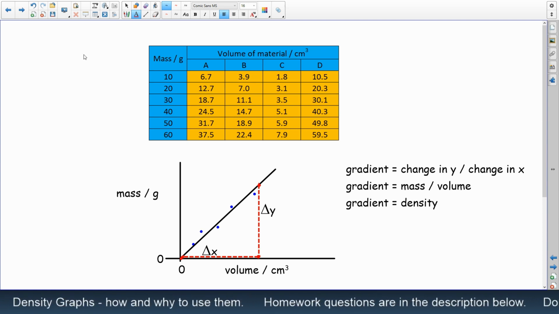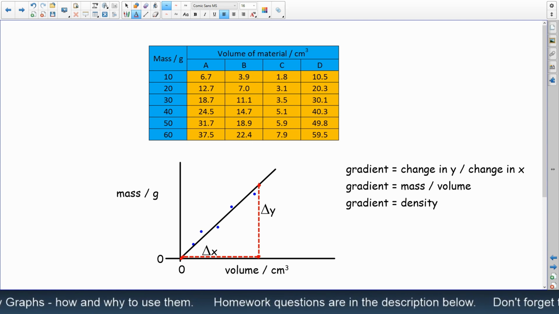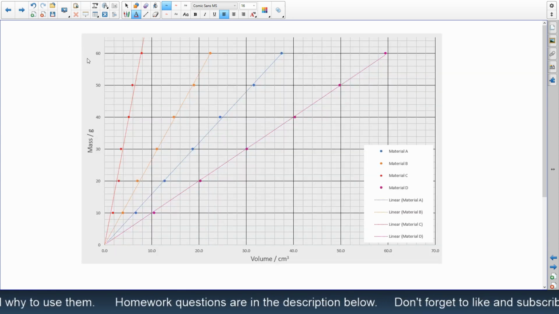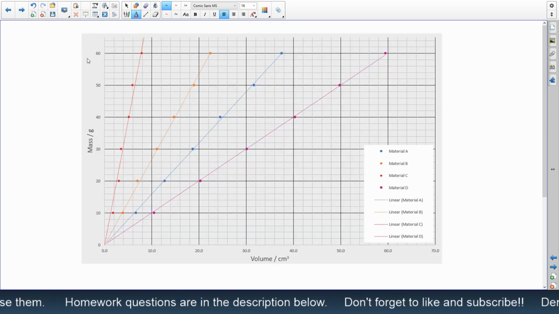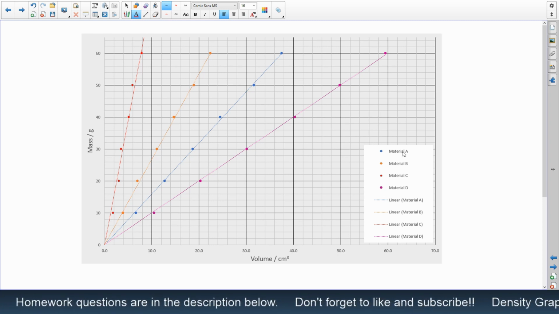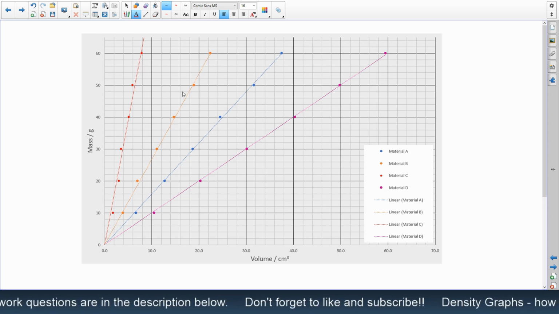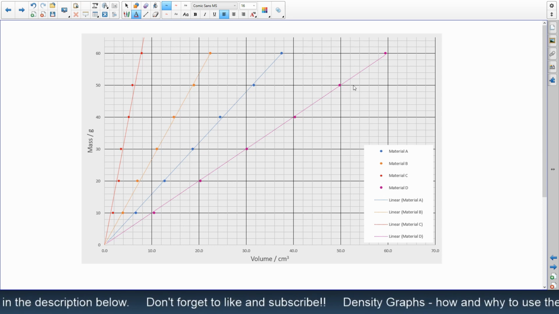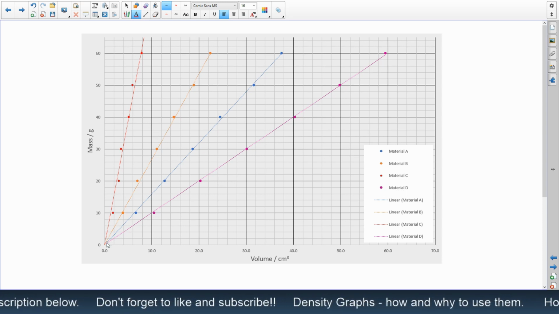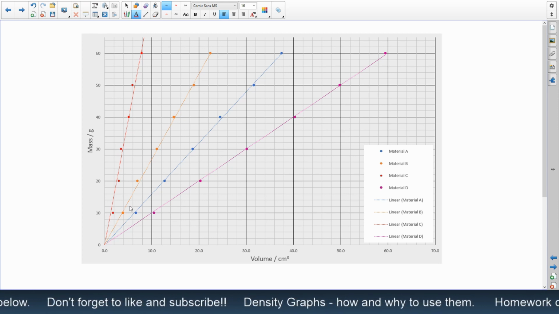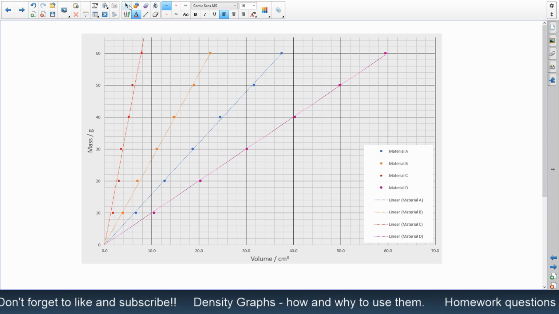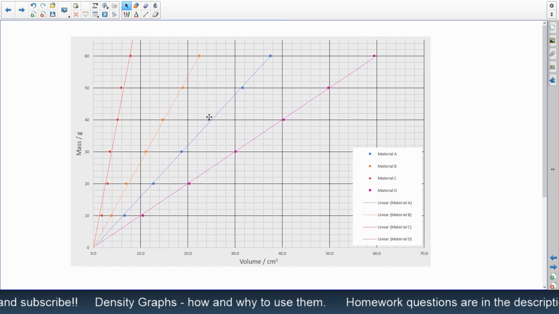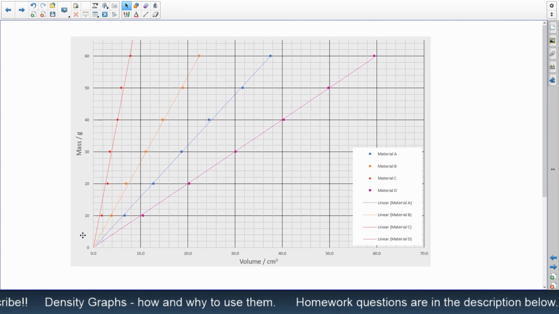All right, so if we do actually go ahead and draw this and plot these points out, we end up with graphs that look like this. Okay, so we plot it all onto the same set of axes. So we've got material A is blue, material B is the orange line here, material C is the red line up here, and material D is a nice little purple one going through here, and they're all being forced through 0, 0. Okay, so what I want to do is I want to see if I can get the density of these materials just by getting the gradient of their line.